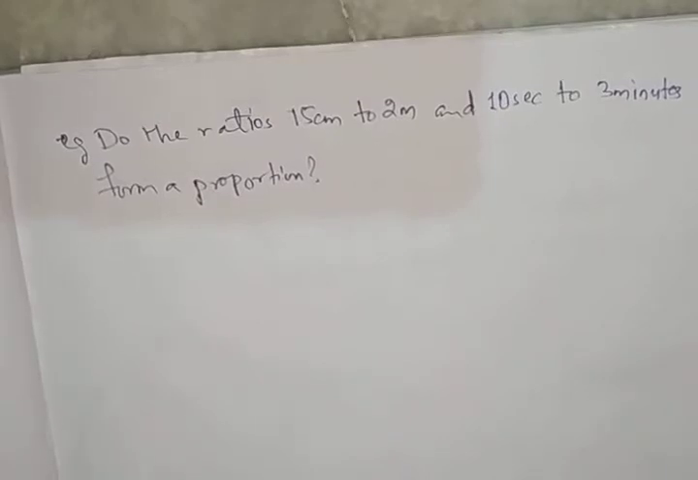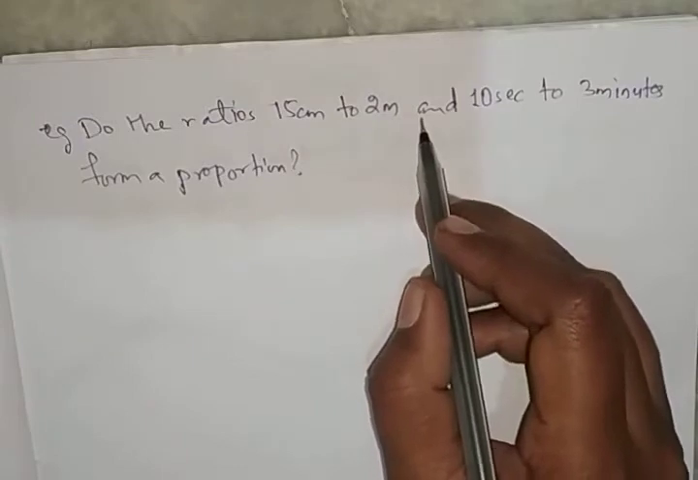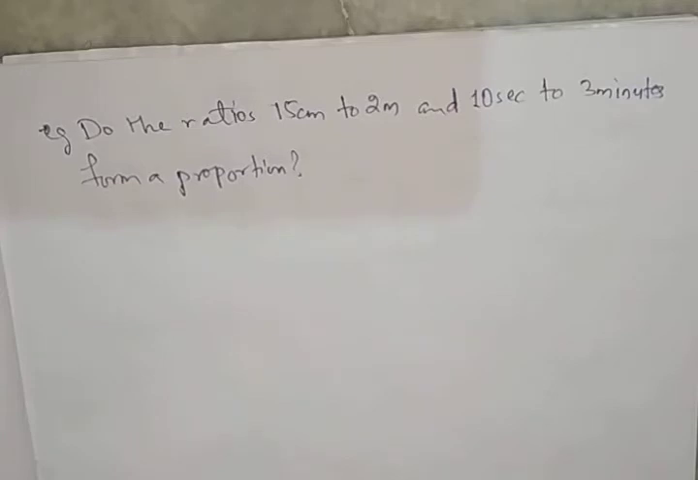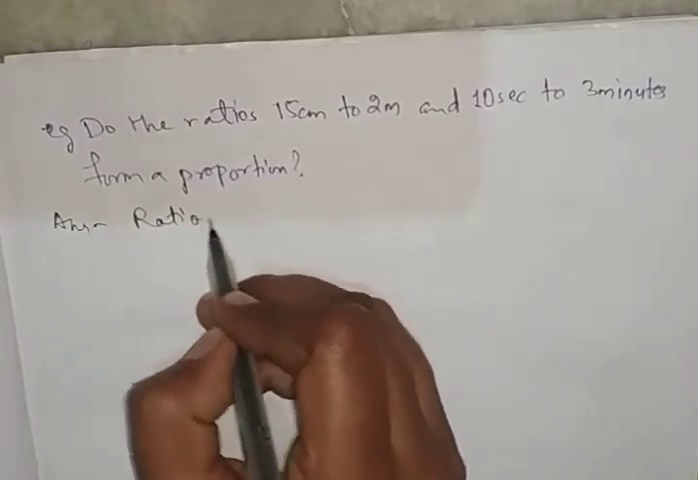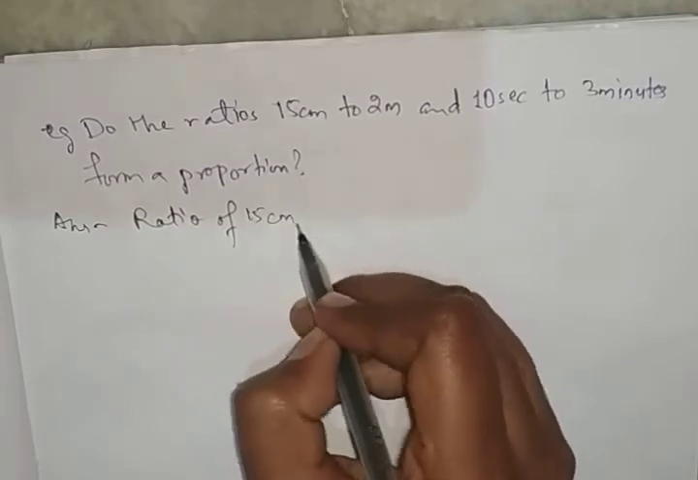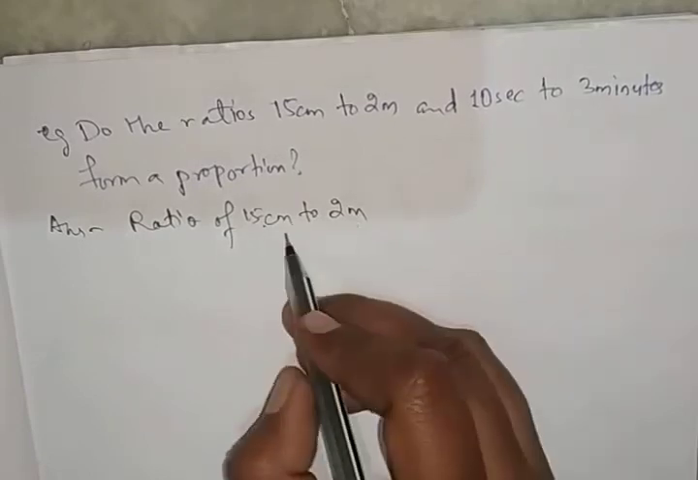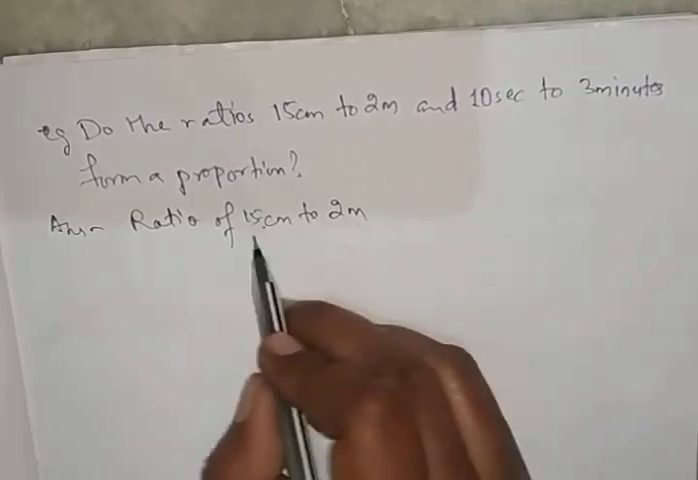Now look at the next example. Do the ratios 15 cm to 2 meter and 10 seconds to 3 minutes form a proportion? Here two ratios are given, and we have to find whether it is a proportion or not. First, we'll find the first ratio: the ratio of 15 centimeter to 2 meter. One is in centimeter, one is in meter, so we can convert either centimeter to meter or meter to centimeter to make the unit the same.